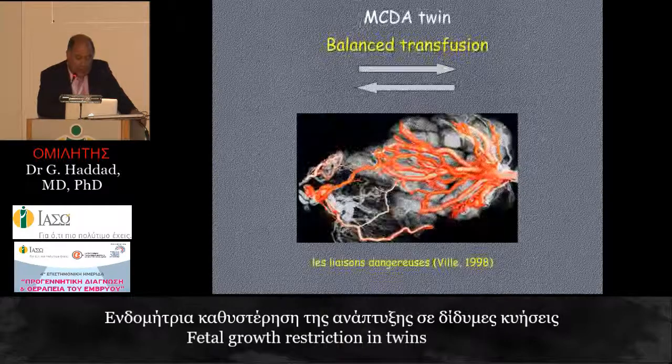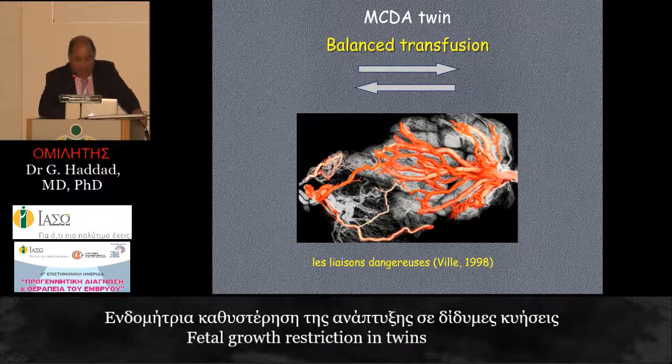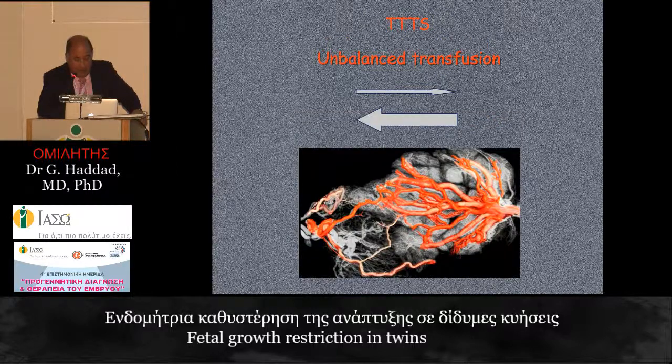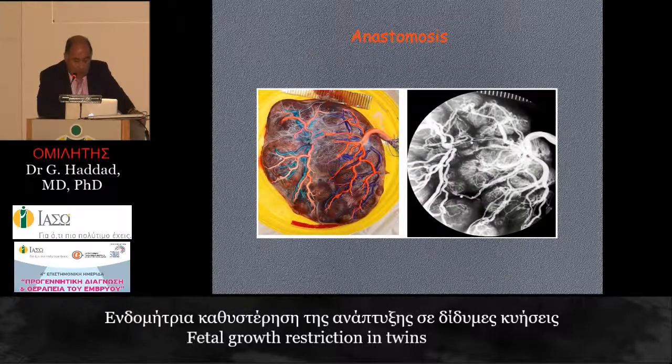So now let us take the monochorionic. You know that the principal problem of monochorionic is that we have a balanced transfusion between the two vascularizations, and Yves has published it with a French title. He told it "la liaison dangereuse", like the film that has the same name. And the TTTS is an unbalanced transfusion. I will not discuss this because I think that you'll have more information after.